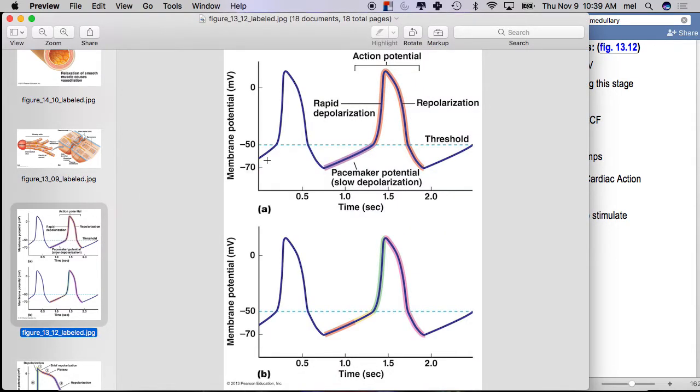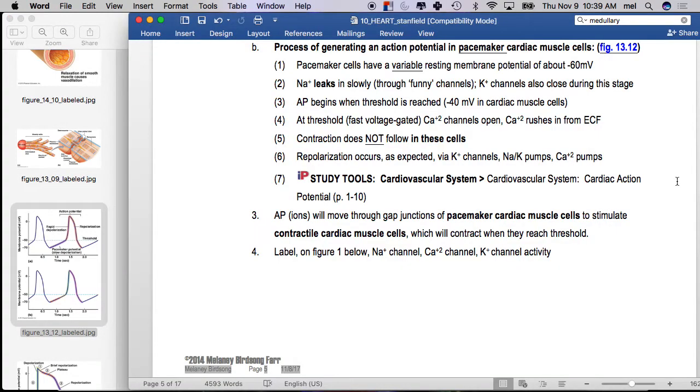Its resting potential is between minus 60 and 70, but it's variable because it really never stays there. So it's not like it really stays at rest. It just does this over and over again. So it's a variable resting membrane potential around here. Okay, so variable resting membrane potential about minus 60-ish.